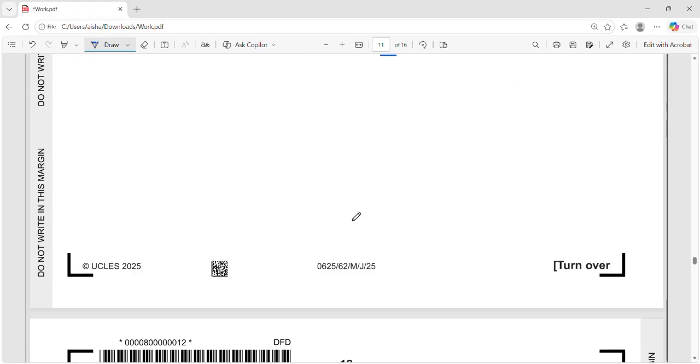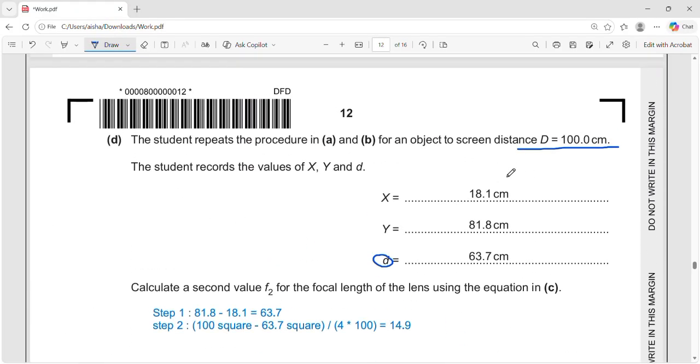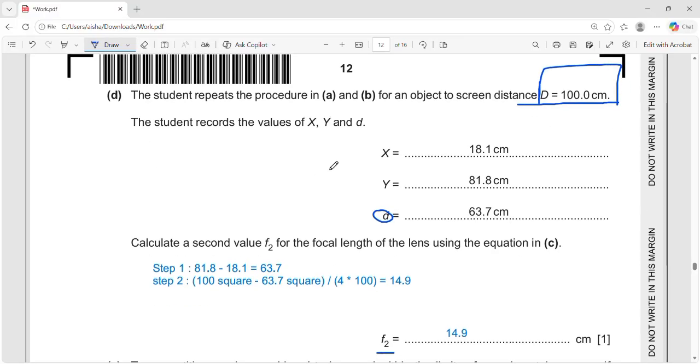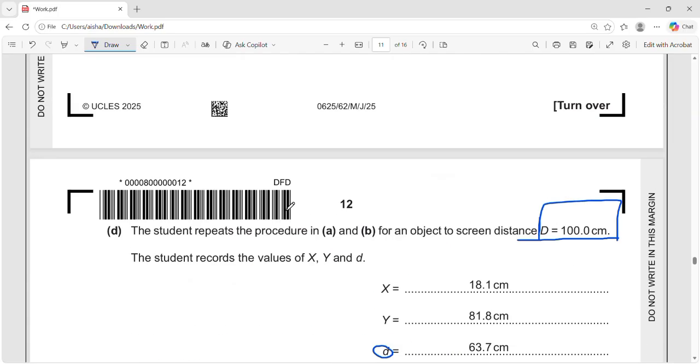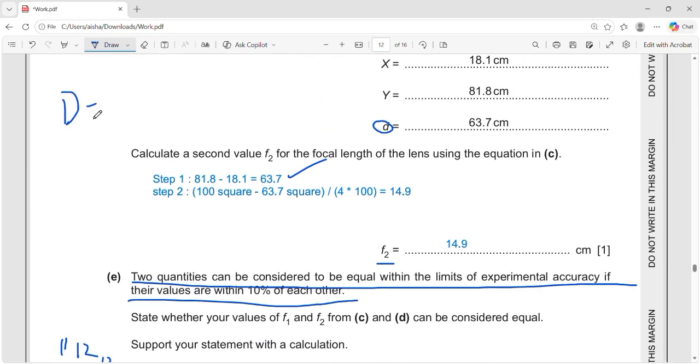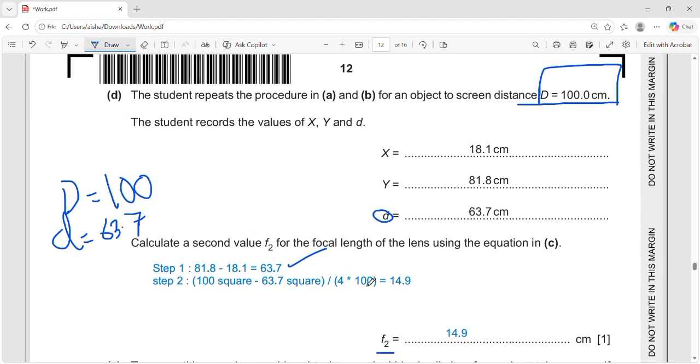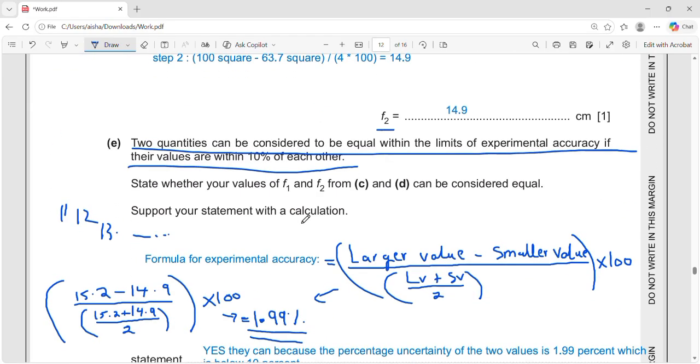Okay, so then the student repeats the experiment with the distance D at 100. Before it was 80, now it's 100. The student records the values of x, y, and d. So X is now 18.1, Y is 81.8, and d is 63.7, since 81.8 minus 18.1 is 63.7. Then step 2, use the same formula over here. Big D is 100 and small d is 63.7. So 100 squared minus 63.7 squared over 4 times 100, which is 14.9.